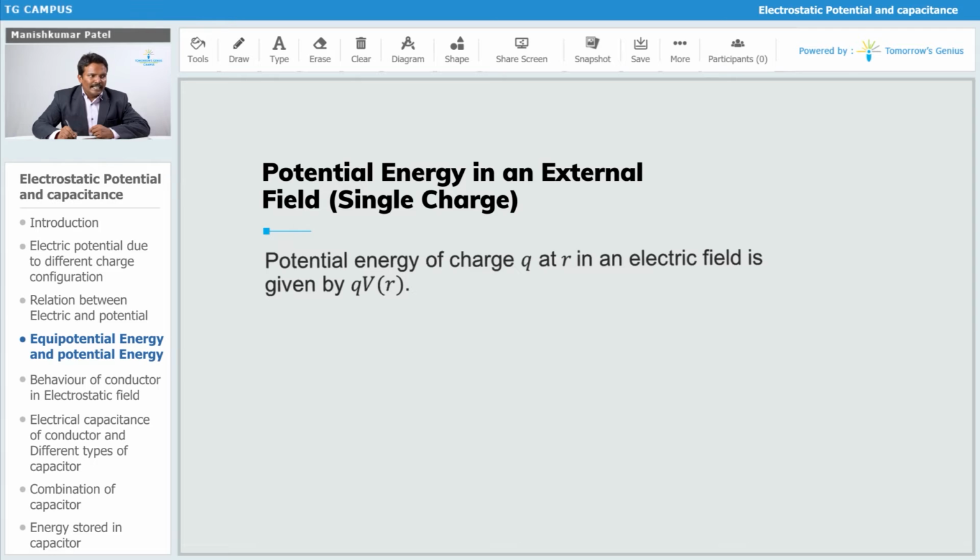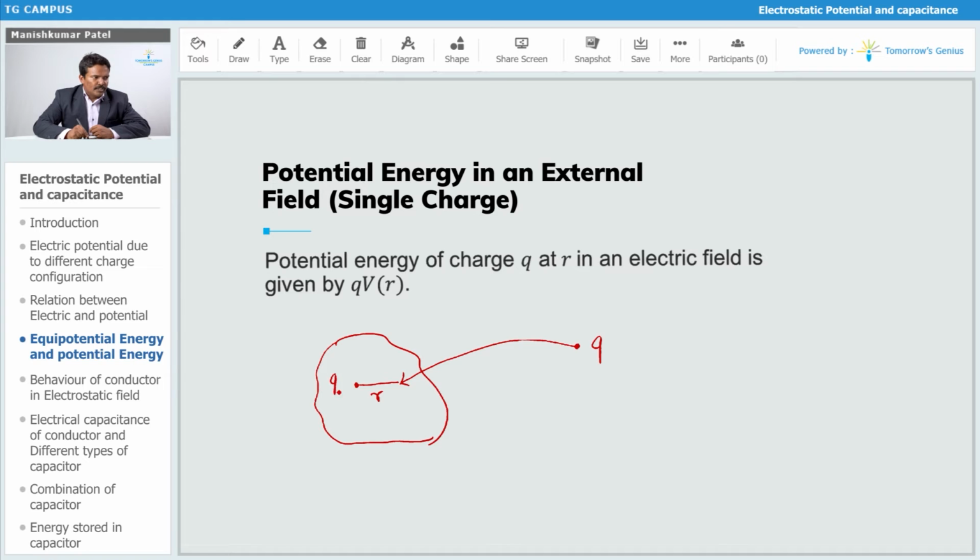While calculating it, first we will just assume that there is one space. We consider that this is the region, an isolated space, and let there be some potential because some electric field is already present over here. You have to bring the charge q from infinity to one particular point, let that point be at a distance r from the source of that charge.